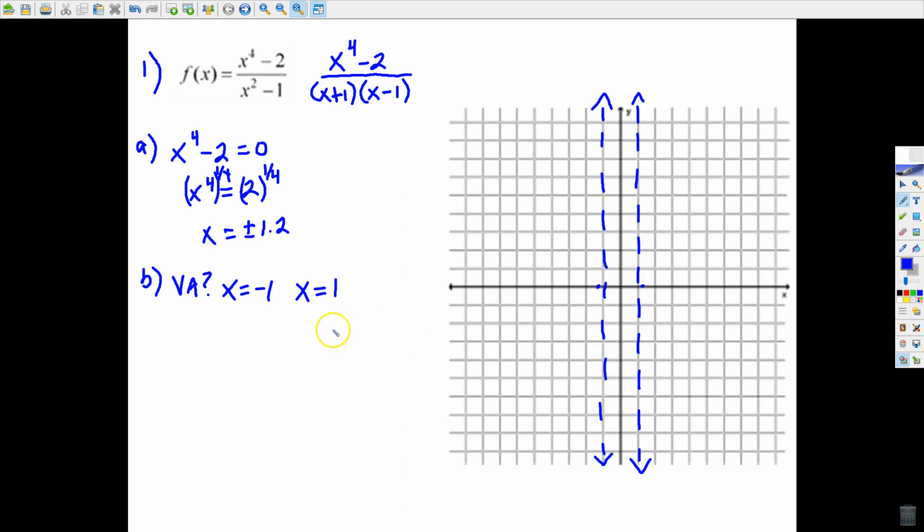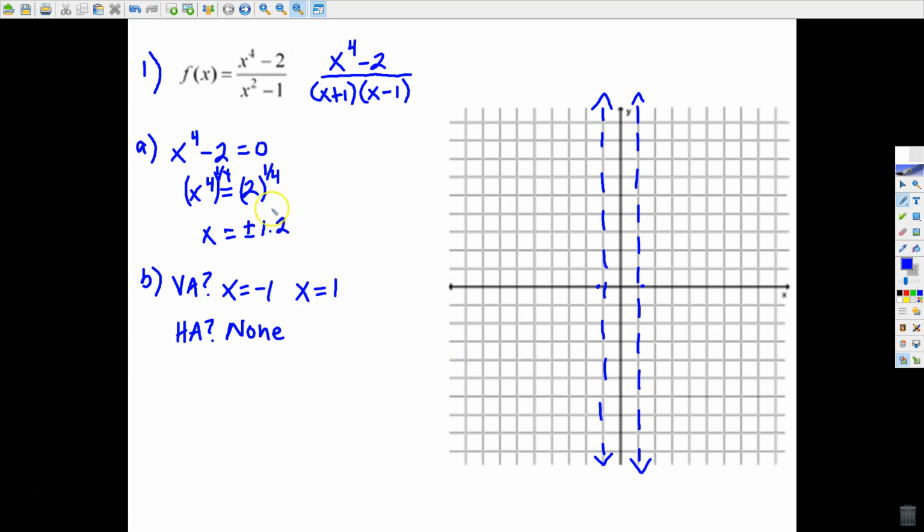All right. Now, let's see if we have a horizontal asymptote. Well, let's compare the degrees of the numerator versus the denominator. The numerator degree is 4. The denominator degree is 2. And I told you in our class discussion that if the numerator degree is bigger than the denominator degree, then you will not have to worry about drawing a horizontal asymptote.